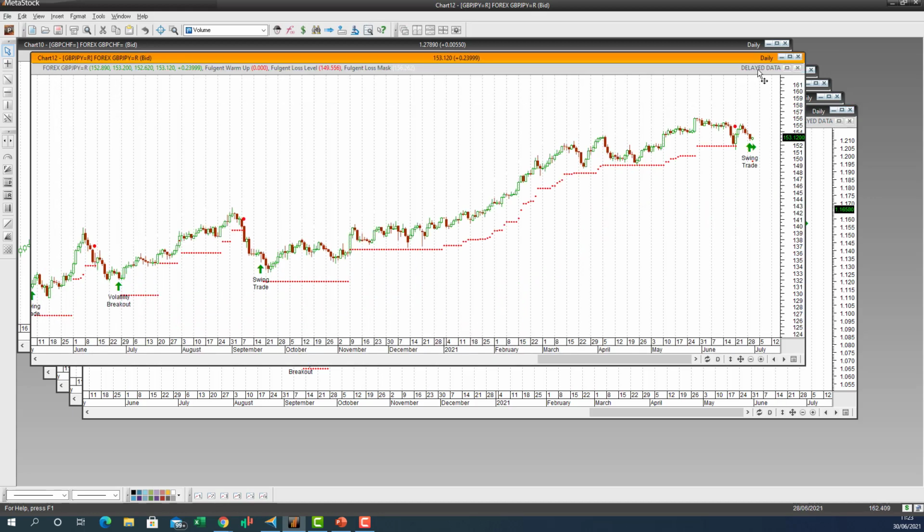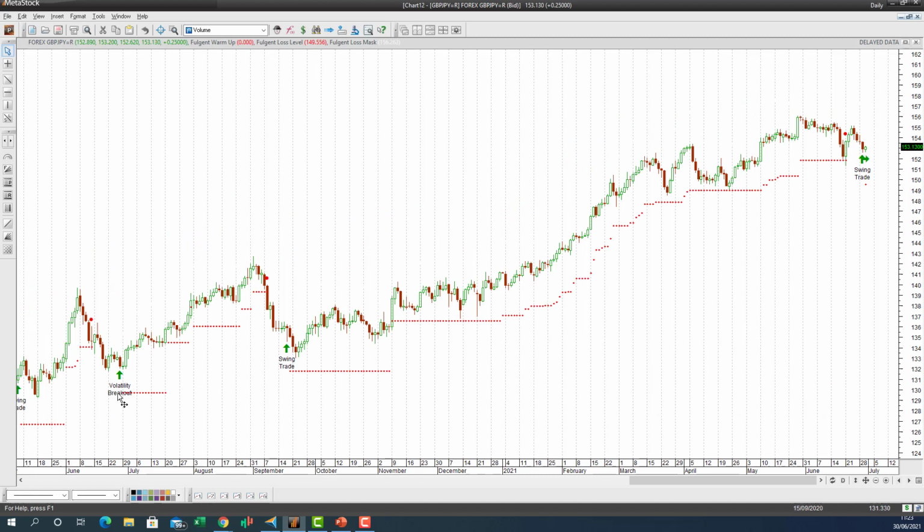The sterling yen has been a trade for a long time. This has been a phenomenal, nice runner. We had back here in July a volatility breakout, and there was a trailing stop recommendation there, got out there. Then another swing trade came in, and you can see how the AI adjusts for the volatility that's taking place.